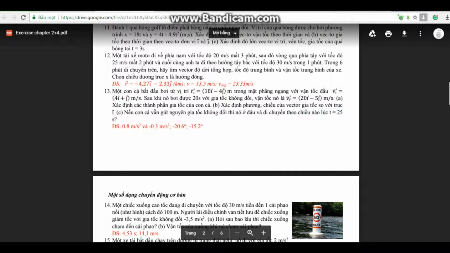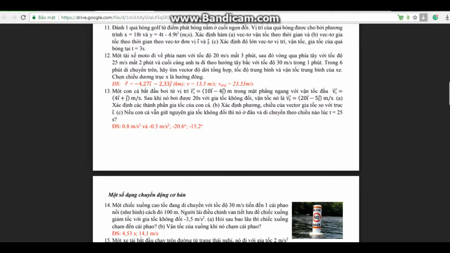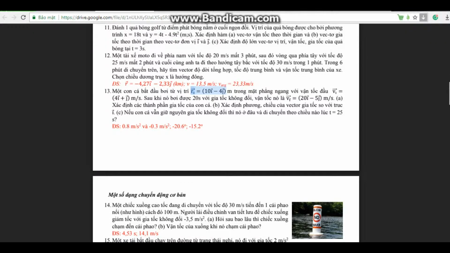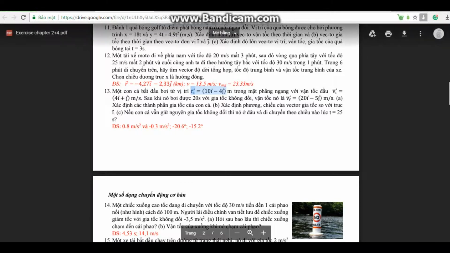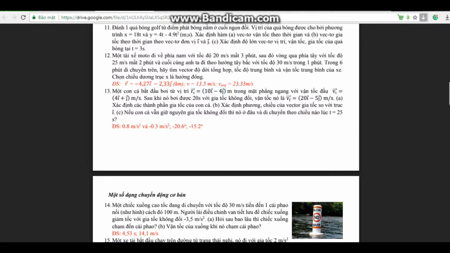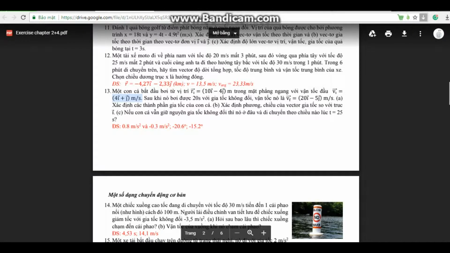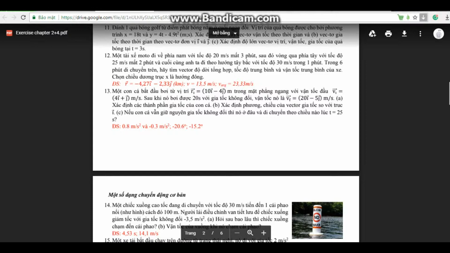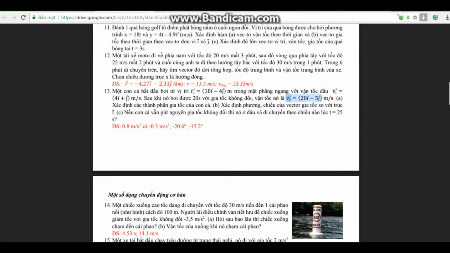Okay guys, now let's start with our first exercise, number 13. A fish starts to swim from the location vector r1 equals 10i minus 4j with its first velocity 4i plus 1j meters per second. After it swims for 20 seconds with unchanged acceleration, its velocity is 20i minus 7j. Let's start with question A: identify the acceleration vector.